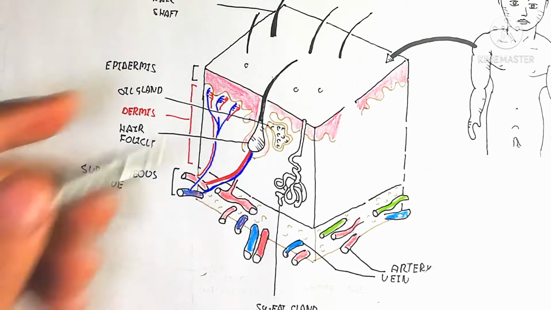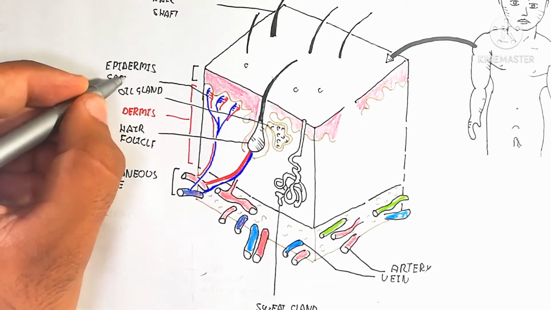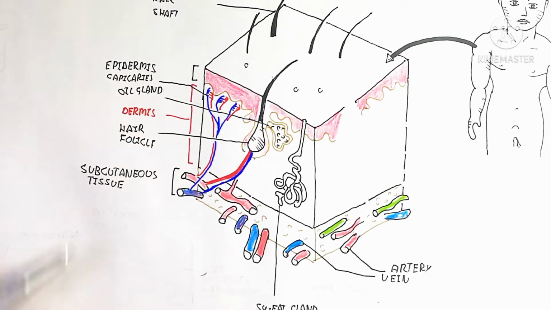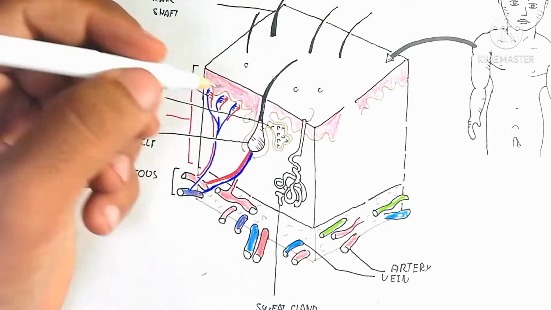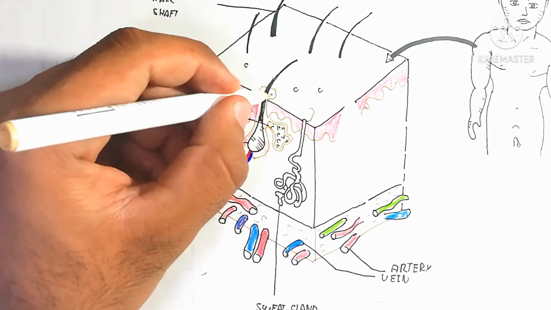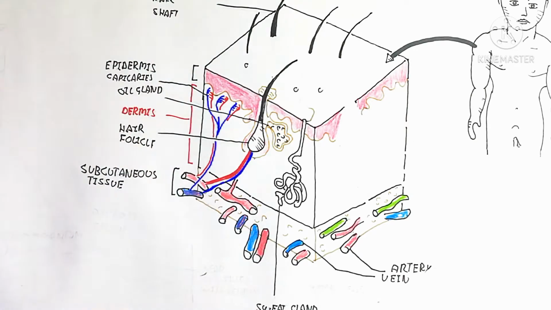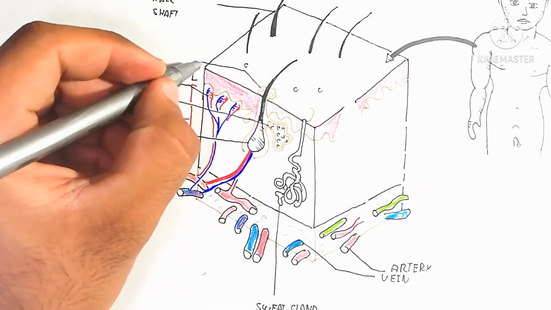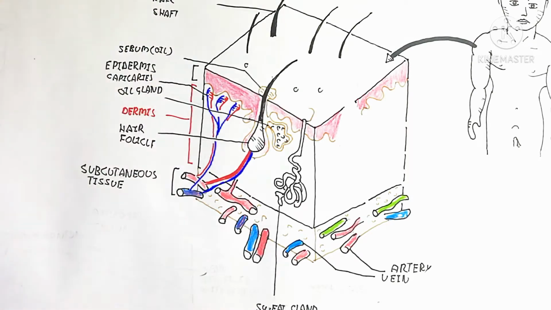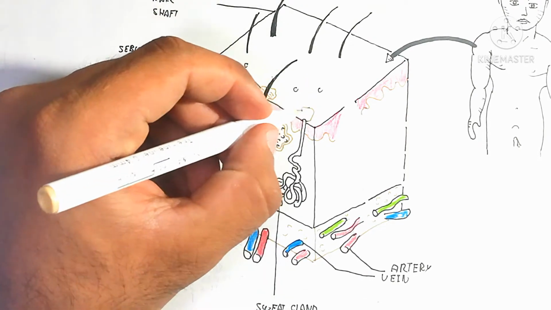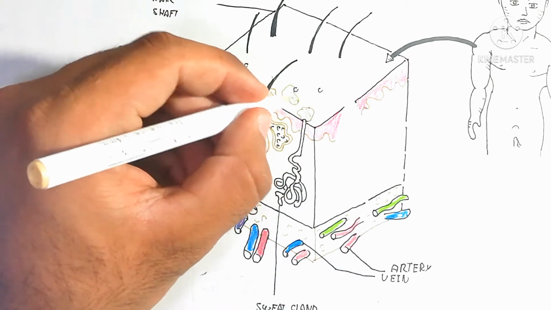Here the artery and vein give nourishment to the epidermis. This nourishment keeps it young and helps make collagen, and this collagen is present in the epidermis. The deposition of collagen keeps the skin healthy and young. Okay, here is the oil which is produced.